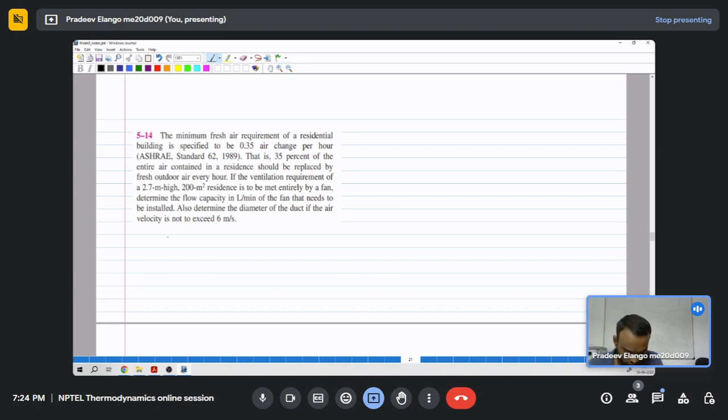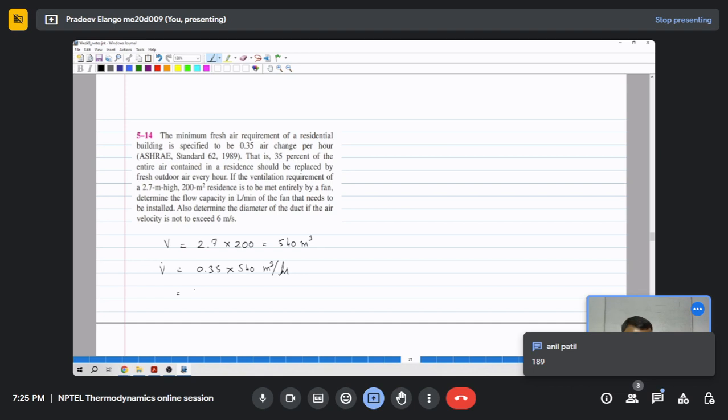So we can find the volume of the total room. That is 2.7 into 200, that will be 540 meter cube, and 35% of this volume has to be replaced every hour. So we can find the volume flow rate as 0.35 into 540 meter cube per hour. This is 189 meter cube per hour.